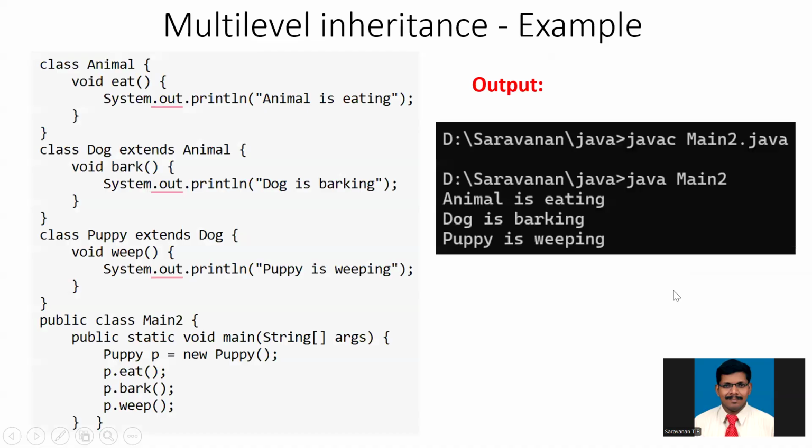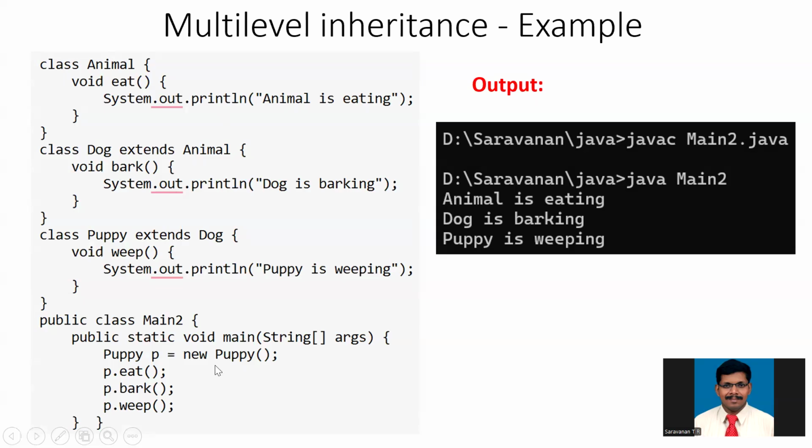Now, here the execution starts from the main function, comes here, Puppy P, an object is created and memory is allocated. P dot eat. What happens here? The object is created here, no eat function is available, so it goes to the base class. Here also no eat function, so it goes to the base class, where the eat function is available and it is executed: animal is eating.